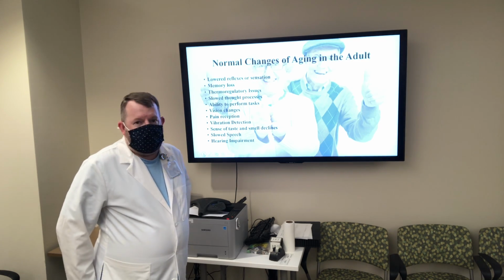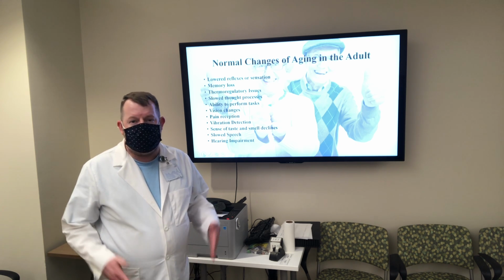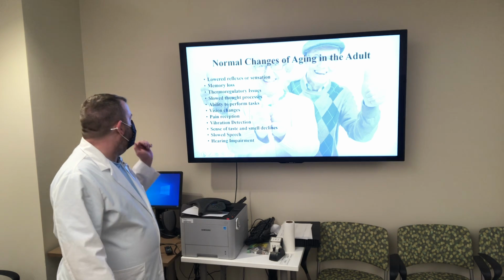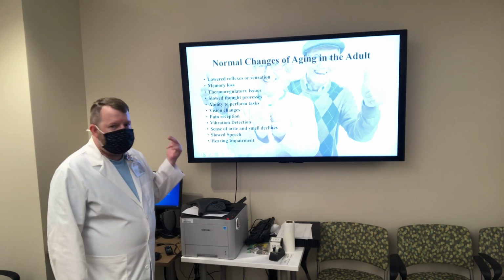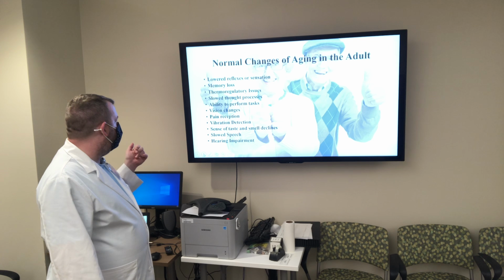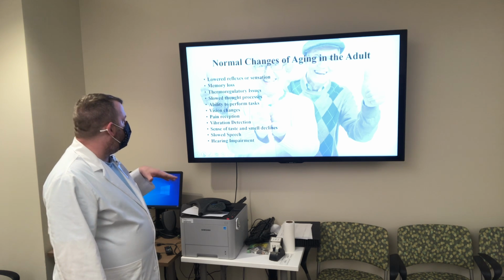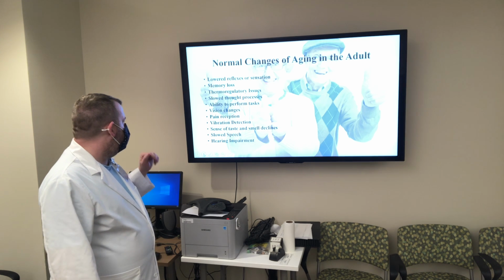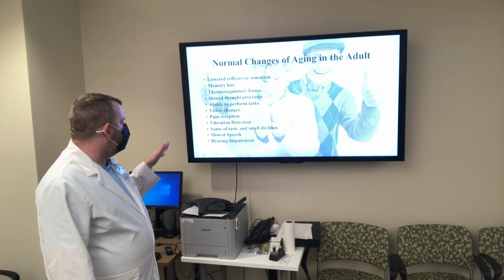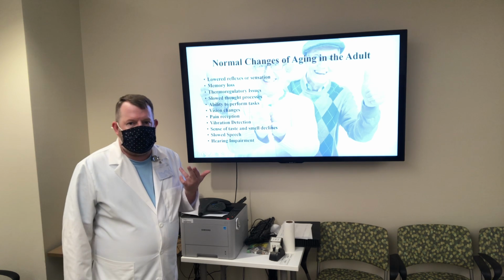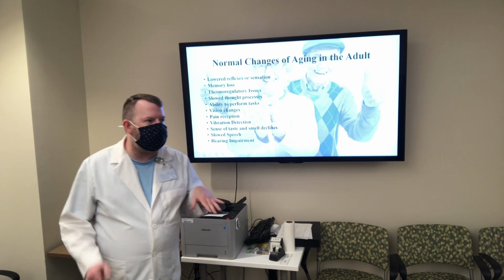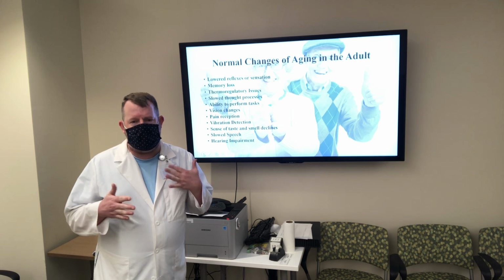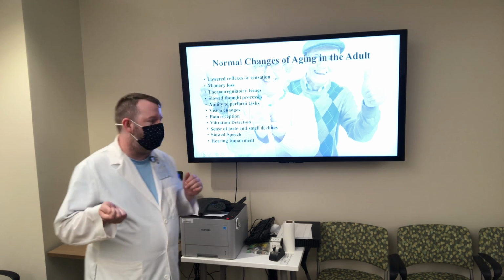The normal changes of aging in the older adult vary between different persons and our senior citizens. So lowered reflexes or sensations, memory loss, thermoregulatory issues, slowed thought processes, ability to perform tasks, vision changes and pain perception, vibration detection, the sense of taste and smell declines, slowed speech and hearing impairment. So in general, many of the senses of the older adult will just not be as acute and as keen as they were in the younger years.